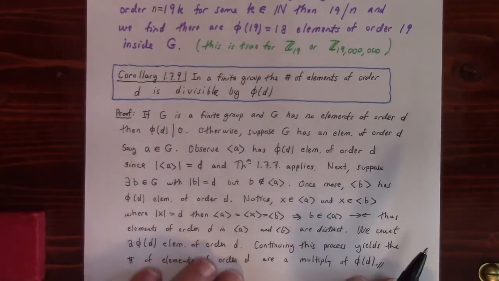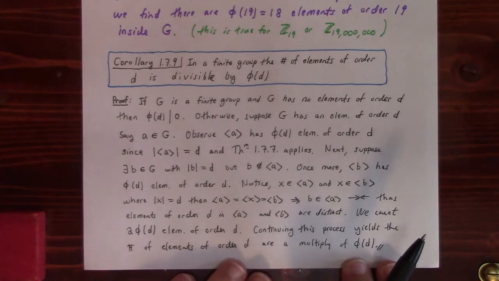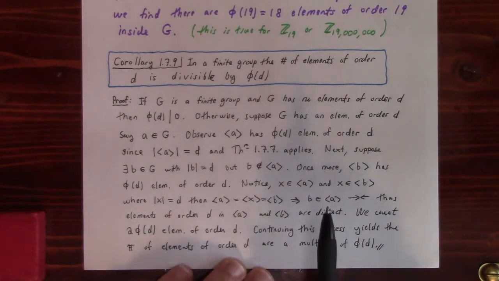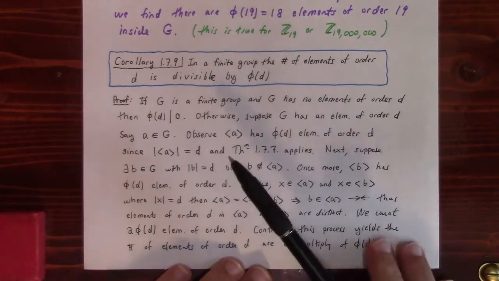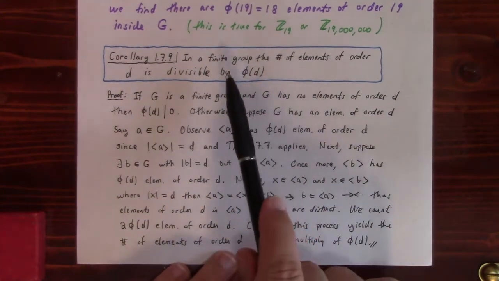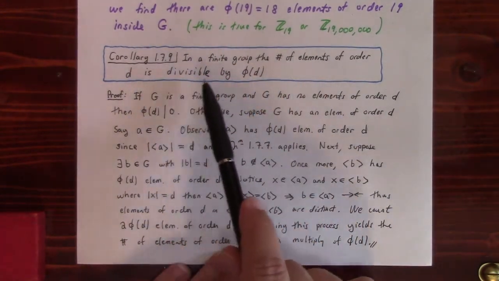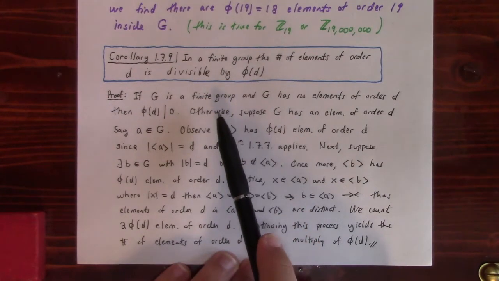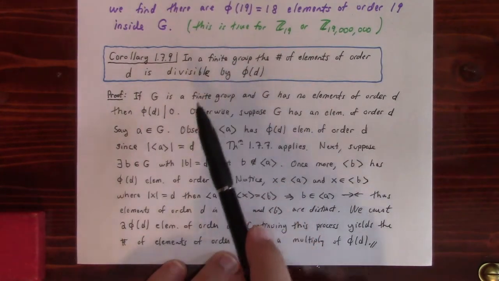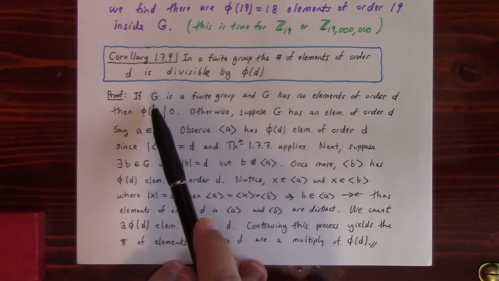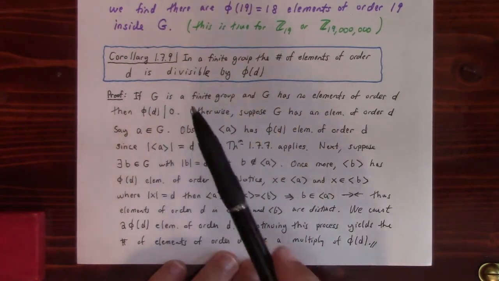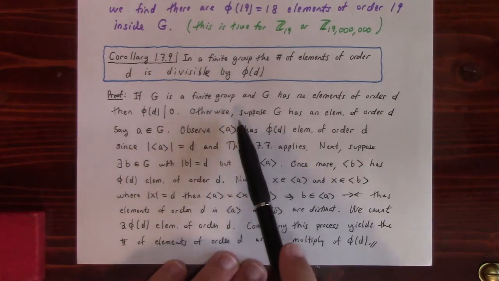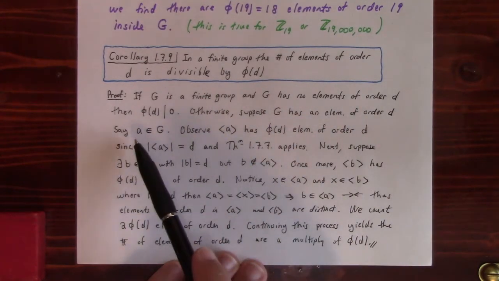Now this argument here is a little bit off the beaten track, but maybe worth our time. In a finite group, the number of elements of order D is divisible by phi of D. Here I'm not assuming that the finite group is cyclic, but here's the argument. If G is a finite group and G has no elements of order D, then phi of D divides 0. Okay, great. Otherwise, suppose G has an element of order D, say A.